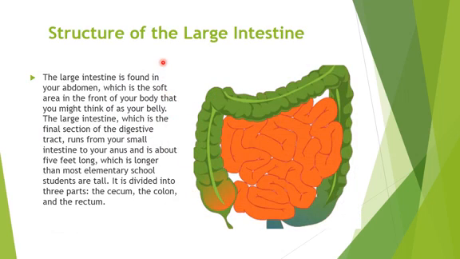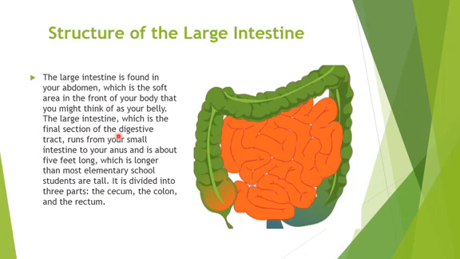Now today we are going to discuss about the structure of large intestine. So large intestine is found in your abdomen, which is the soft area in the front of your body that you might think of as your belly.